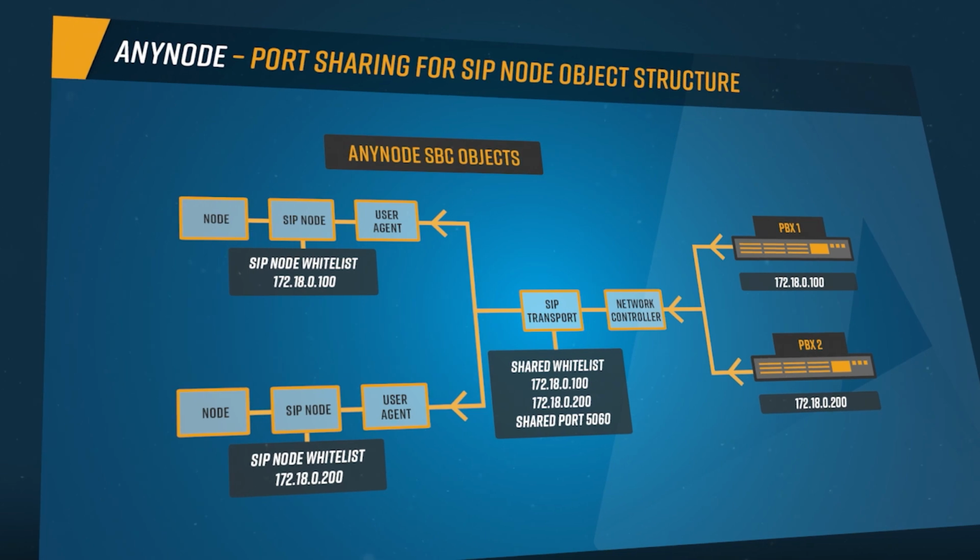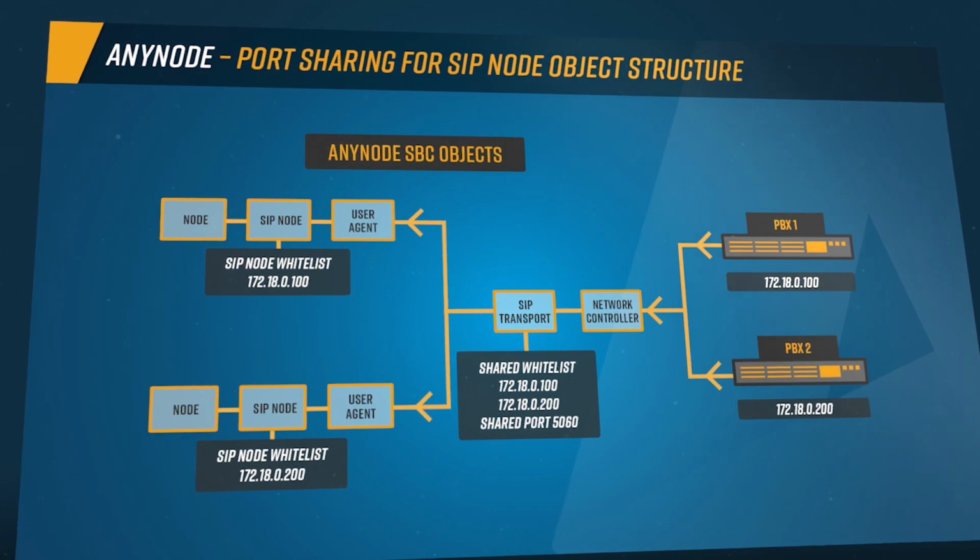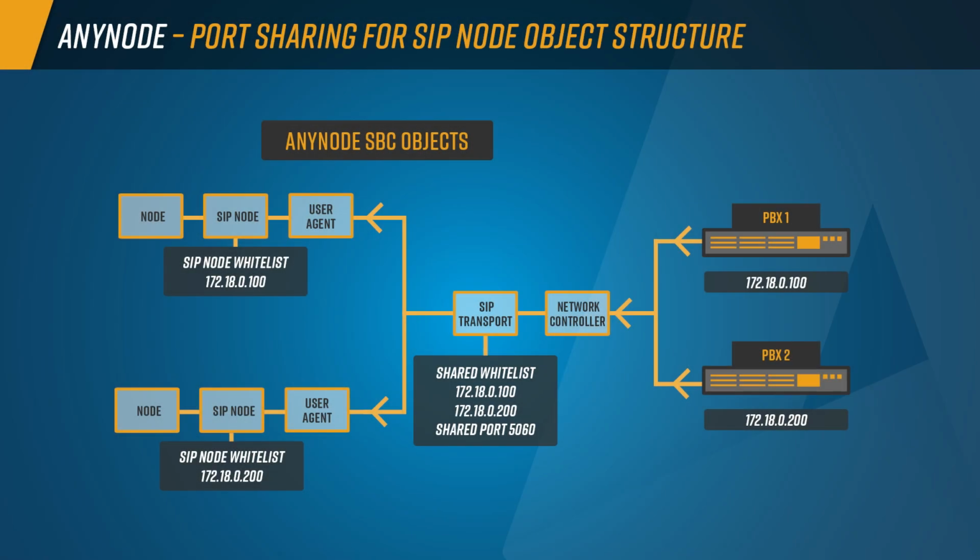This is crucial if you later need to set up port sharing for an existing configuration or make changes to the whitelist. The diagram shows that the call comes in from the right, from one of the two PBXs, with both nodes using the same SIP transport and, therefore, the same port. For security reasons, the SIP transport should have a shared whitelist that includes the IP addresses of both peers. However, this is not strictly necessary for the port sharing to function.